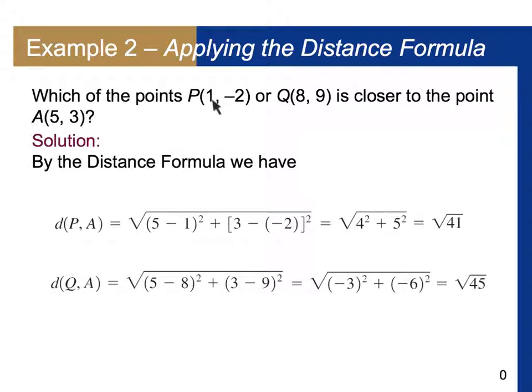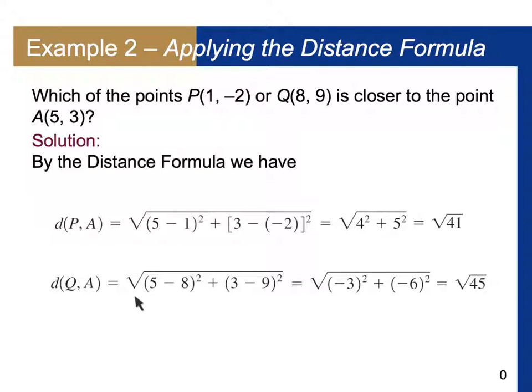the square root of (x2 minus x1) squared plus (y2 minus y1) squared, so (3 minus negative 2) squared. This is 4 and this is 5, so 4 squared plus 5 squared. And then we take the square root of that, so 16 plus 25 is 41, so we're taking the square root of 41 to get that distance between point P and point A. Now we do the same thing with Q and A.